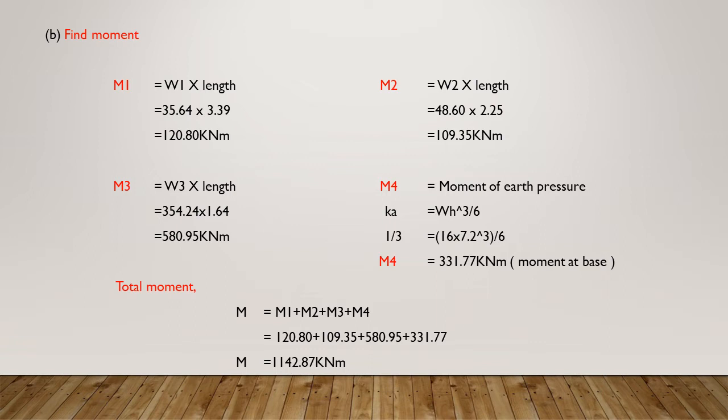Then M4 is the moment of earth pressure. We use a separate formula, K W H cube by 6, where K is equal to 1 by 3, W is equal to 16, and H is 7.2, the height of the stem. Then M4 is equal to 331.77 kilonewton meter. That is called the moment at base. So the total moment M is equal to M1 plus M2 plus M3 plus M4. Add all the moment values, and our answer is 1142.87 kilonewton meter.